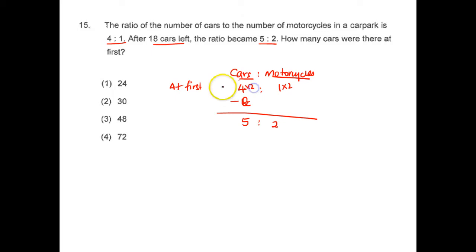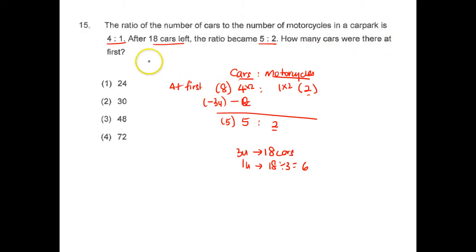So I multiply by 2. At first I have 8 unit, motorcycles 2 unit. Okay, at the end, motorcycles did not change, remain at 2 unit, but the cars became 5 unit. So 8 minus 3 unit will give me 5 unit. So I know my 3 unit is my 18 cars which left. Therefore 1 unit will be my 18 divided by 3, which is 6. I want to find how many cars were there at first. So now I look at first, I have 8 unit. So 8 unit will be 8 times 6, which is 48. So option 3 is my answer.